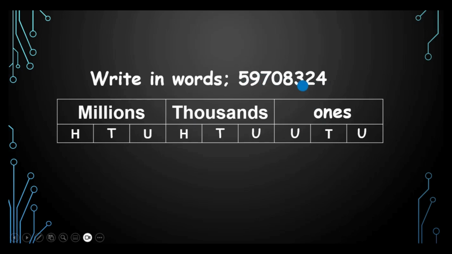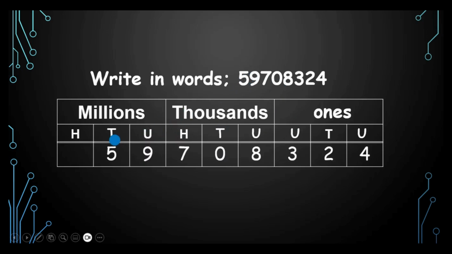Now, after writing this place value chart, the next thing you need to do is to arrange the digits of the number given to you underneath, right? And you begin from right to left. So this 4 comes right here, 2 comes here, 3 comes here, 8 comes here, 0 goes right here, 7 goes here, 9 goes here, and of course 5 comes here. So let's do that. So we have it this way.